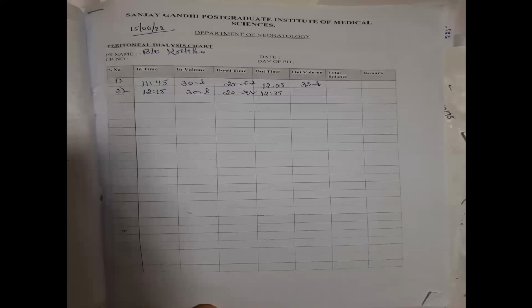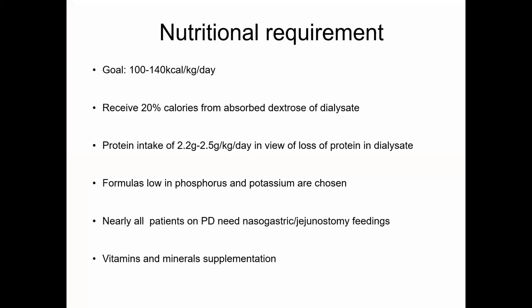In this, we have to mention patient name, registration number, date and day of peritoneal dialysis. There are many columns. First column is serial number, then in time, then in volume, then dwell time, followed by out time, then out volume, and total balance, which we have to calculate by subtracting in volume and out volume.